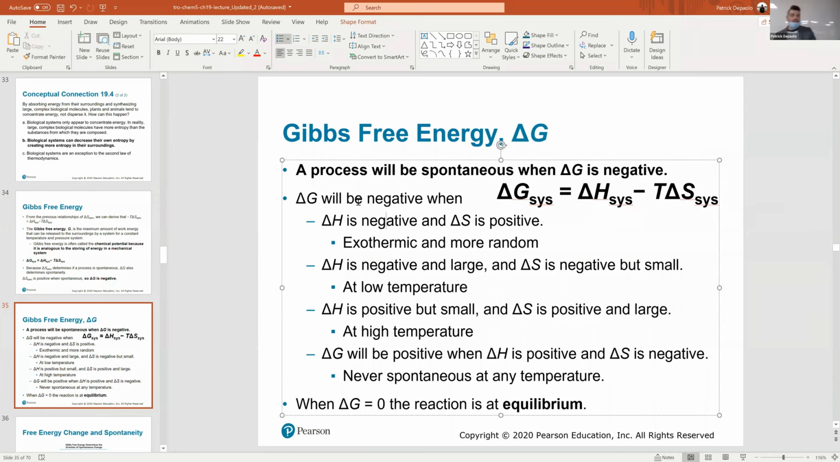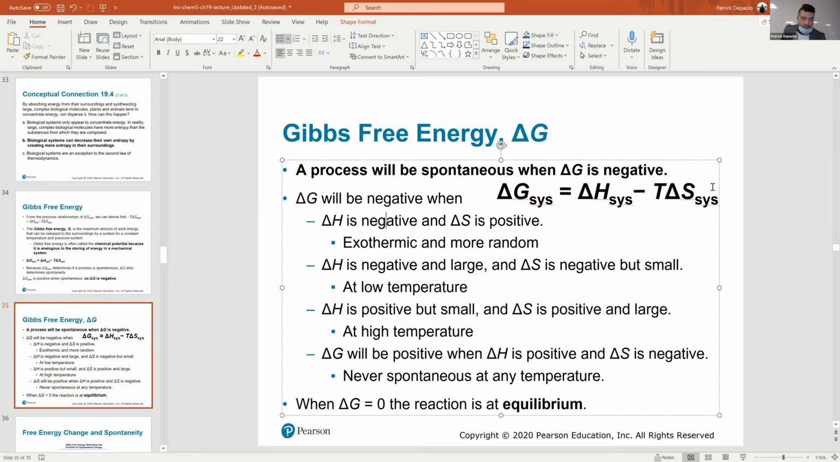So delta G will be negative, meaning it will be spontaneous, when delta H is negative and delta S is positive. That makes sense because you'll have a negative minus a positive, which makes it negative. And temperature's in Kelvin, so it's never negative. Why does that make sense? If it's exothermic, it's releasing energy and the molecules are getting more random. That is the perfect case scenario where something is spontaneous. Of course it wants to be spontaneous.